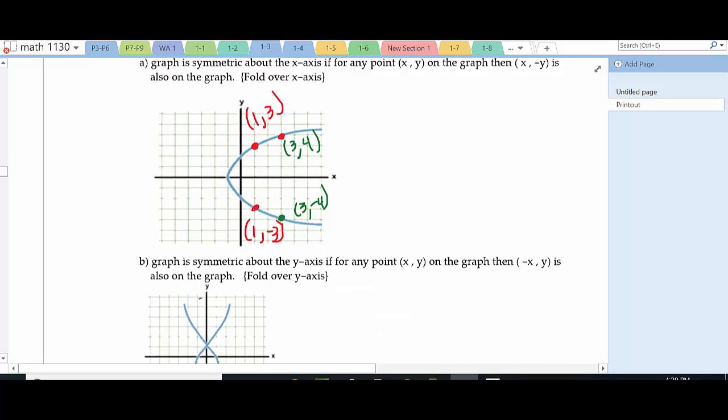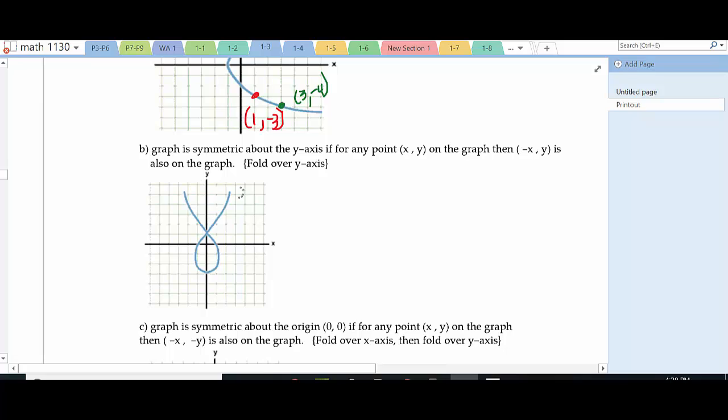If you're symmetric about the y-axis like this, I'm going to locate a couple of points on here. Like this point here is the point (2, 4). Now this point over here is the point (-2, 4). So what you would find is this is symmetric about y. If you took this and folded it across y, then they would match perfectly, right?